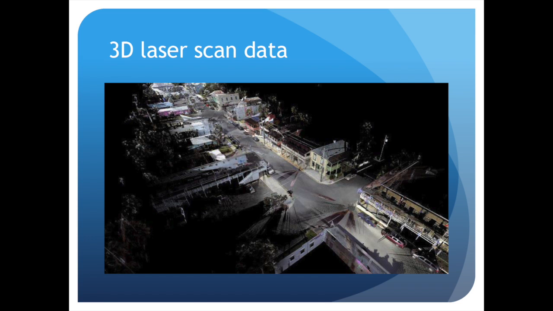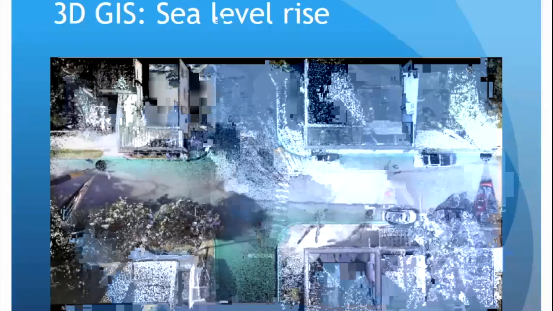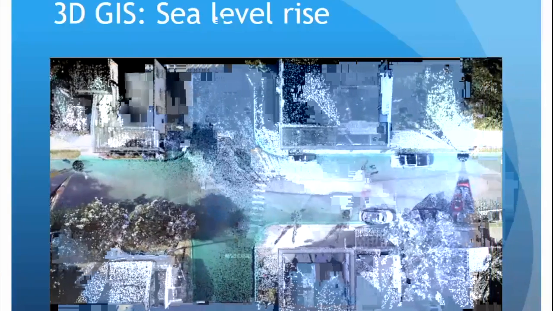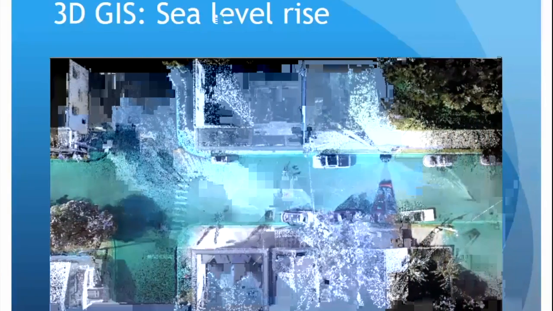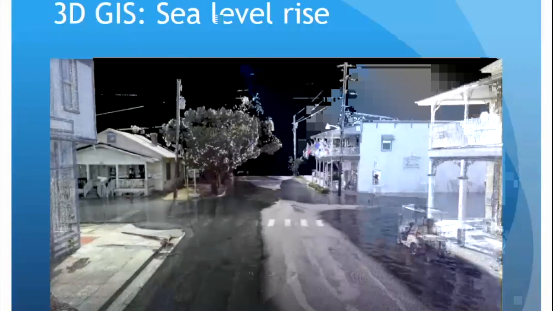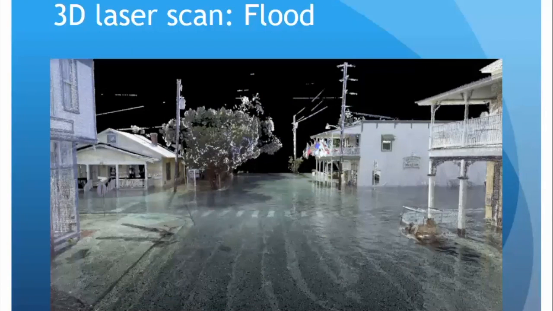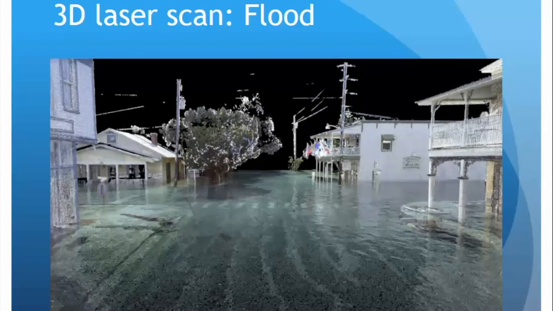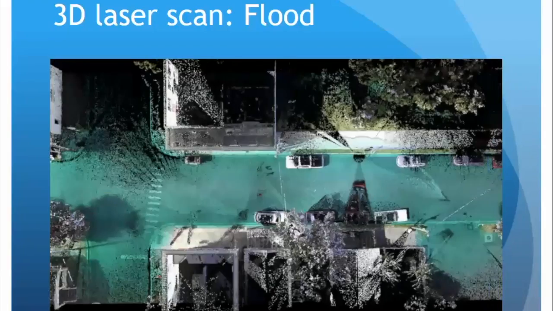So that's a picture of the results of the scanning, which looks very realistic. That was one of the advantages of it. And then the video, it's essentially overlaying water on top of the model. So here it's a static view. You can see the realism of the 3D scan, and then the water level going up.